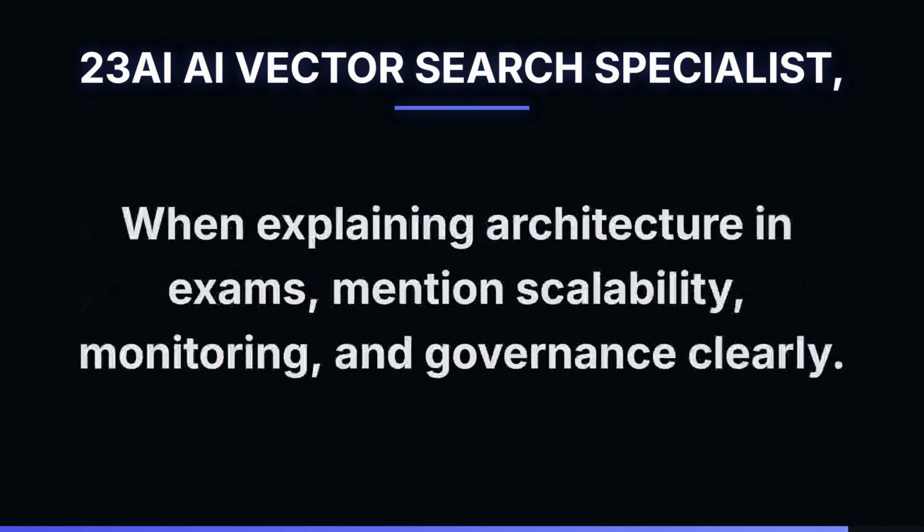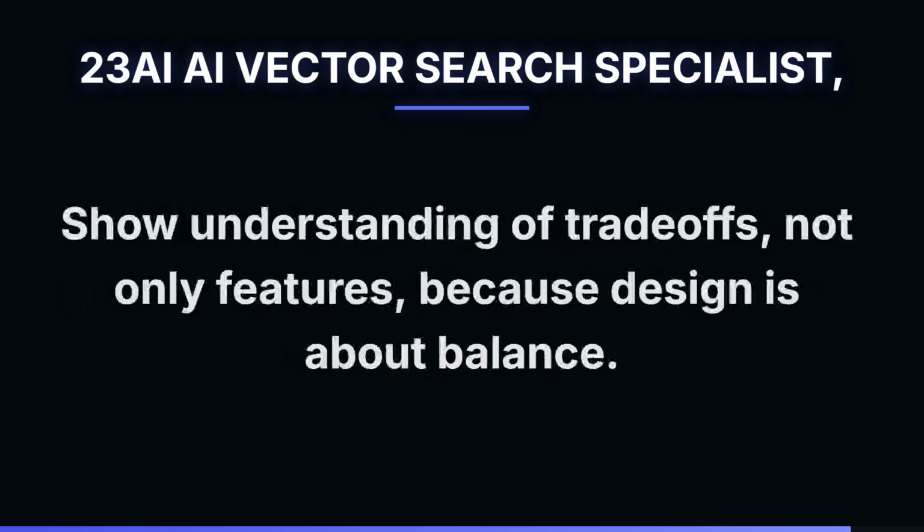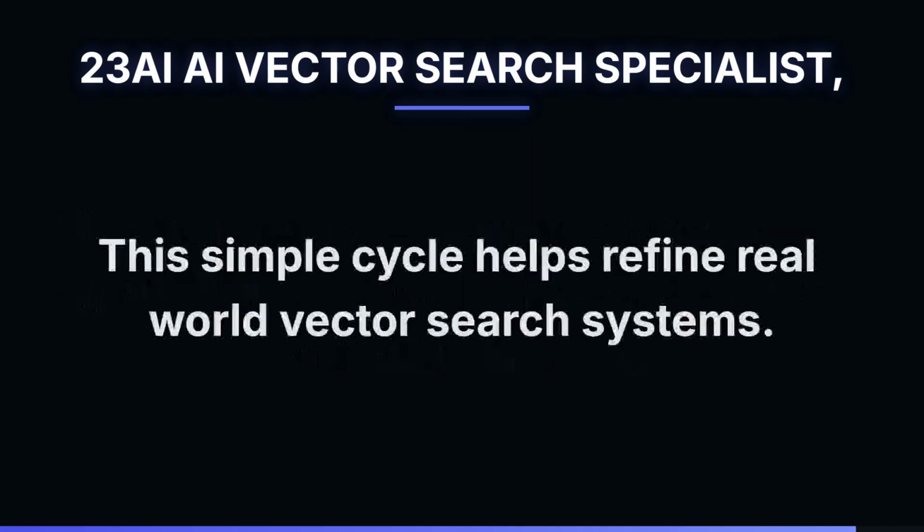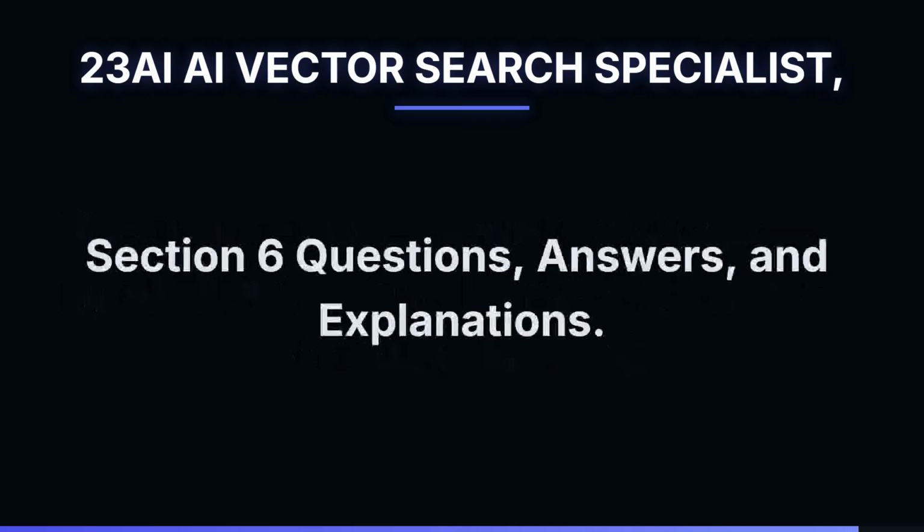When explaining architecture in exams, mention scalability, monitoring, and governance clearly. Show understanding of trade-offs, not only features, because design is about balance. Train, test, evaluate, improve, repeat. This simple cycle helps refine real-world vector search systems.